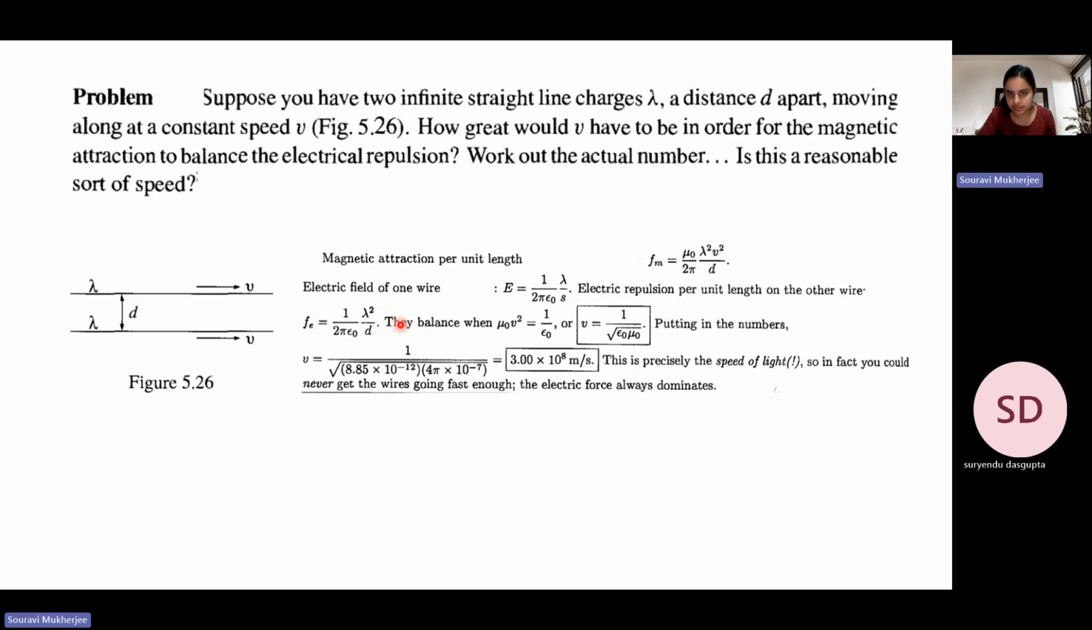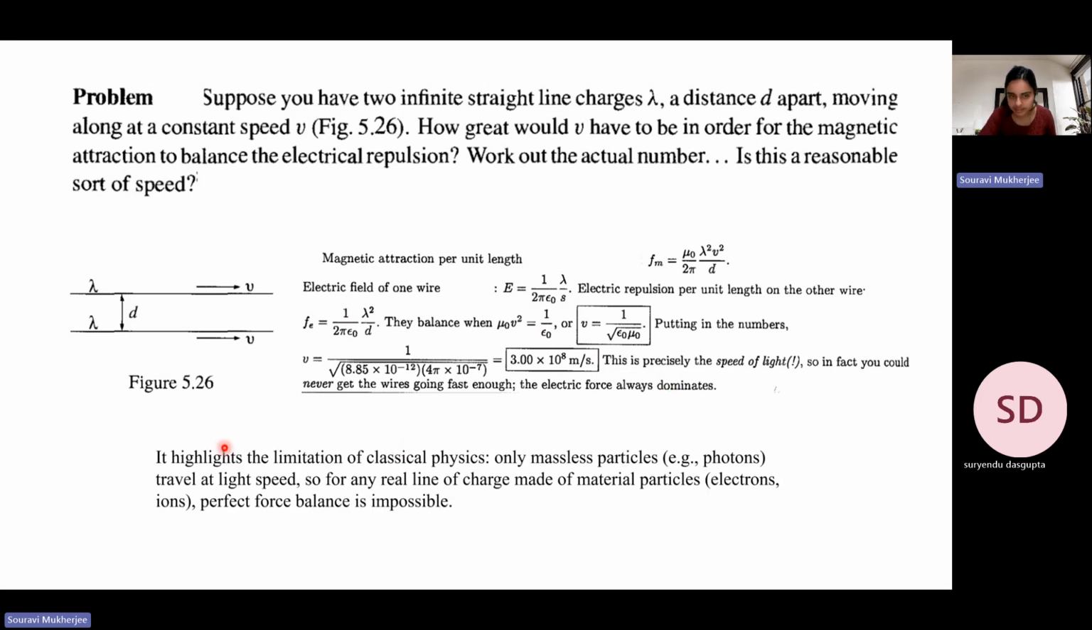If this has to balance, that means the ratio has to go to 1. If you do that, you get a value of v which turns out to be the velocity of light. So this is telling you that the charge has to move with the velocity of light for the electric and magnetic forces to balance. Why this question is important is that it tells us that this is never possible, right? What are the things that move with the speed of light? For that you have to have photons, which are massless. Electrons cannot move at that speed, so that already tells us that electric force always dominates in these cases.